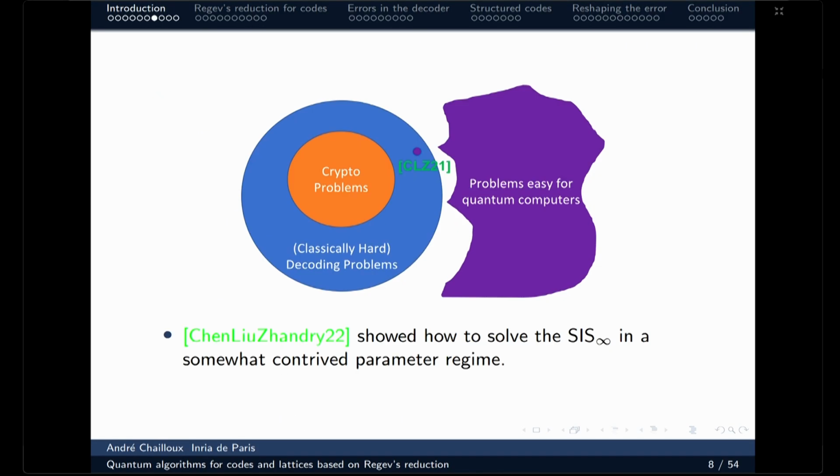So what happened is that Chailloux and André, the arXiv version 21 but the published version 22, showed how to solve a short integer solution problem in infinity norm in a somewhat contrived parameter regime that we didn't know how to solve with classical computers. It's a very contrived regime, but it was a first little scratch on this blue region already.